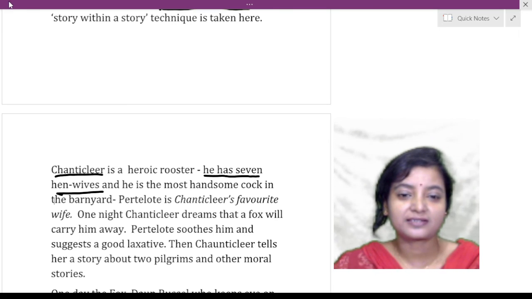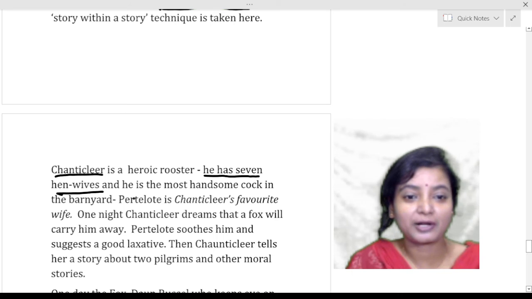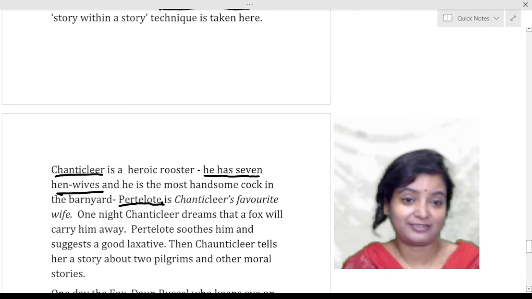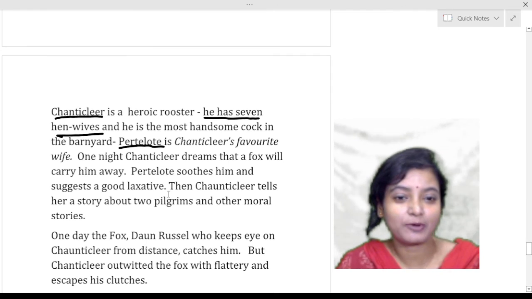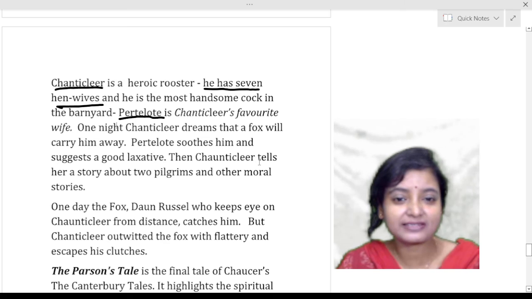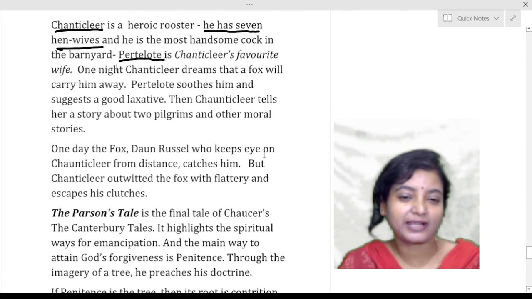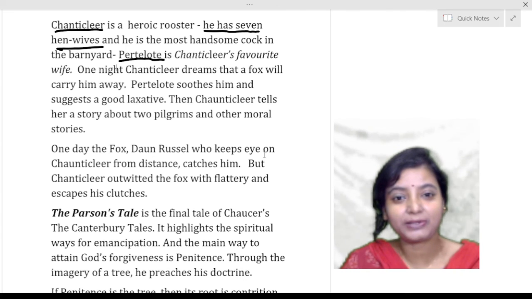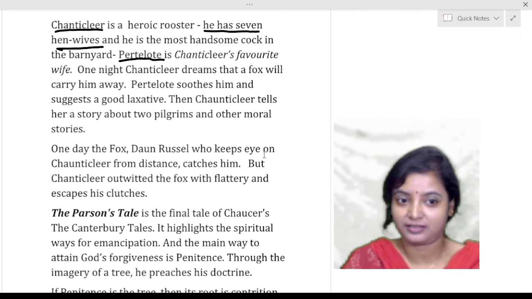Pertelote is Chanticleer's favorite wife. So who was Chanticleer's favorite wife? She was Pertelote, and she is also very clever. One night, Chanticleer dreams that a fox will carry him off. Pertelote soothes him and suggests a good laxative so that he can sleep well. Then Chanticleer tells her a story about two pilgrims and other moral stories. So the story within a story technique is applied in this tale.